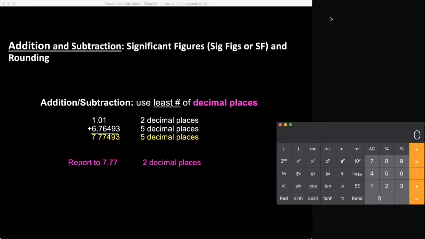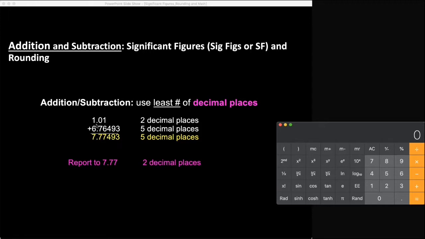In today's lesson, we're going to talk about significant figures and rounding with basic math, such as addition, subtraction, multiplication, and division. So with addition and subtraction, when counting sig figs, you would use the least amount of decimal places.